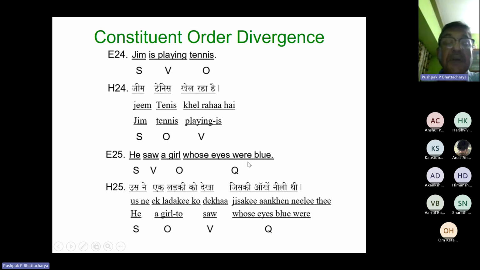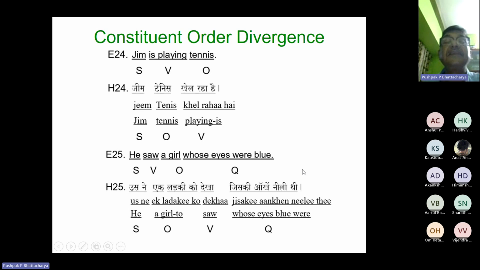He saw a girl whose eyes were blue. So S, he, saw V, a girl, O, object, Q, qualifier, it is a qualifying clause, whose eyes were blue. So the Hindi order would be, first we'll have to maintain the core sentence's order. He a girl saw. उसने एक लड़की को देखा. And then comes in जिसकी आंखें नीली थी. So the question is, can the adjunct occupy any other position? So it can. उसने एक लड़की जिसकी आंखें नीली थी को देखा. That is also allowed in Hindi.